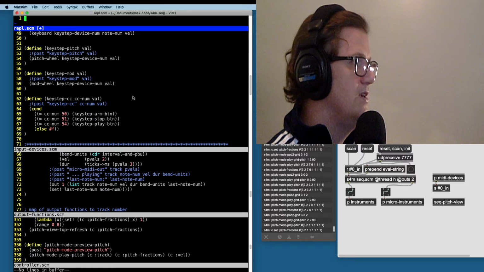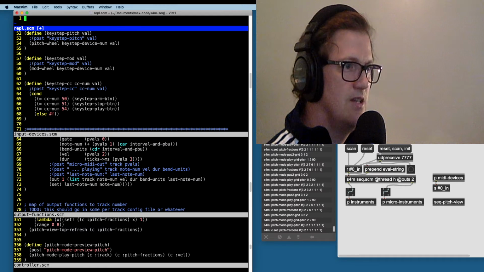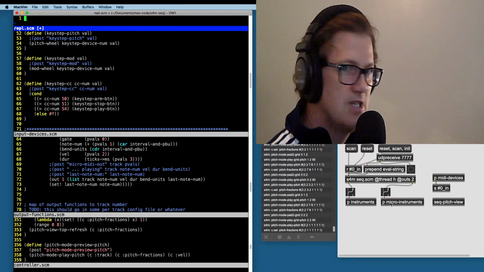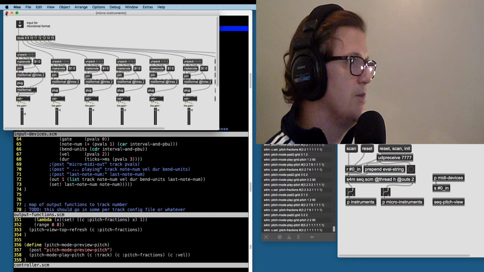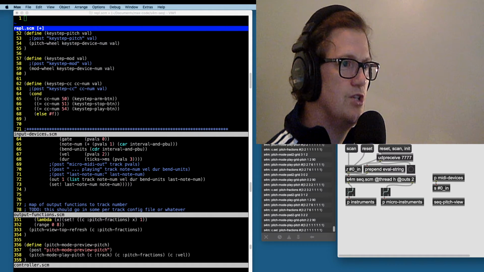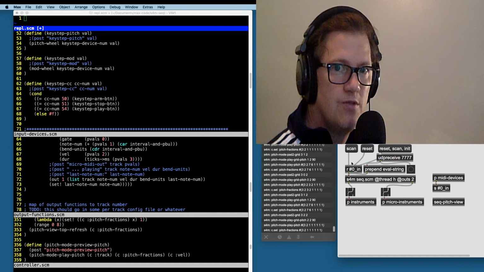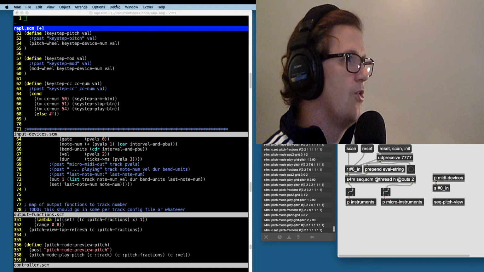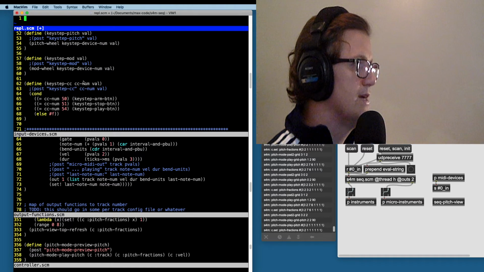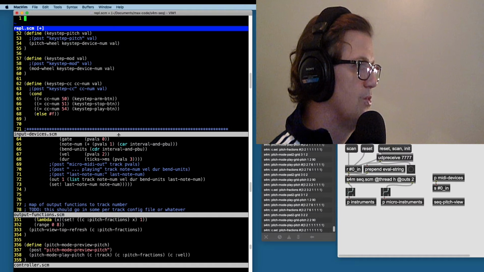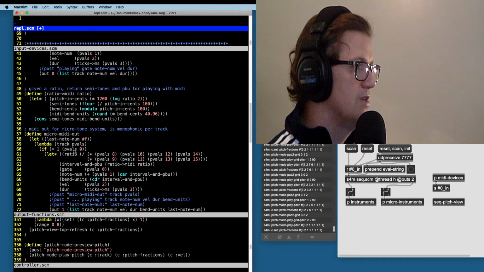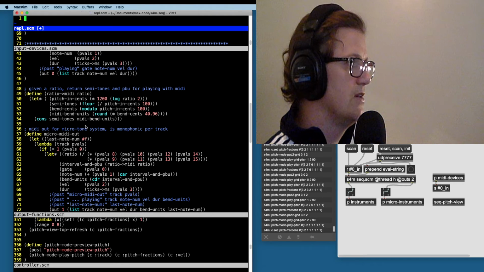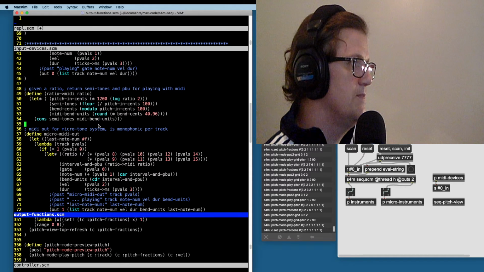So the output is actually handled just through VST instruments. So here in this patch, I've got some VST instruments. And what I'm doing is sending a pitch bend signal just before the actual pitch for each one. And so I can show you the code for that quickly in this output function here. And this gives you an idea of why I feel like it's elegant to do in Scheme.